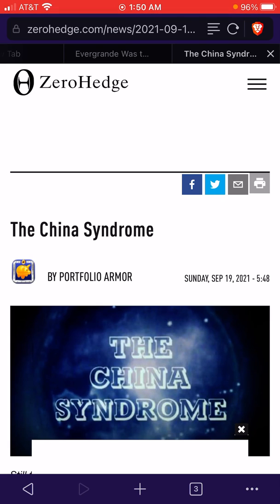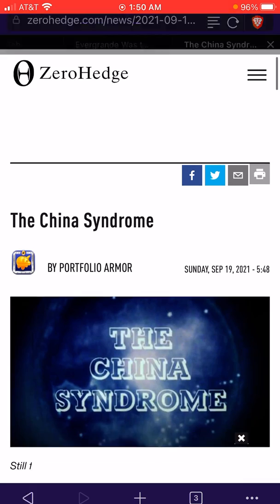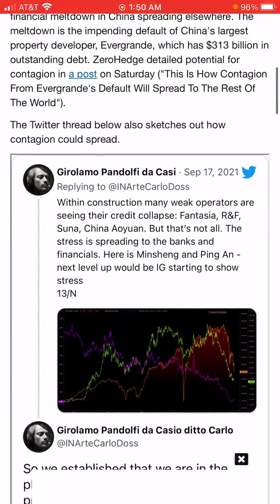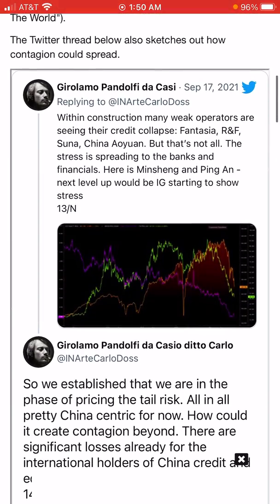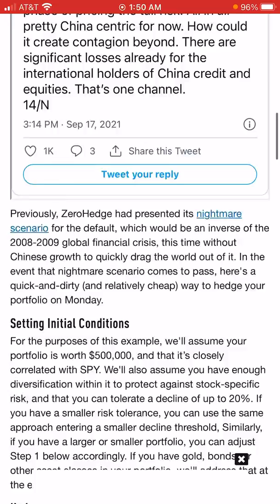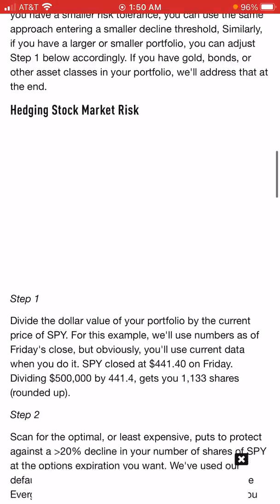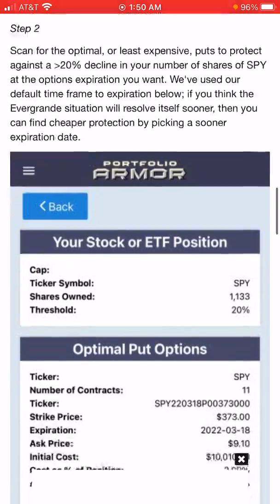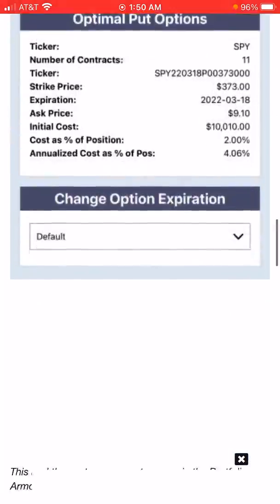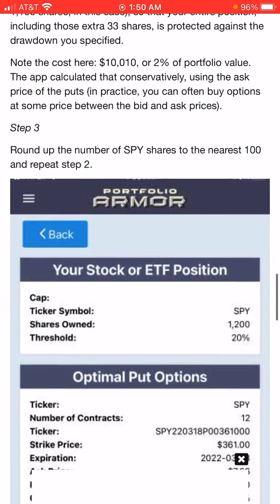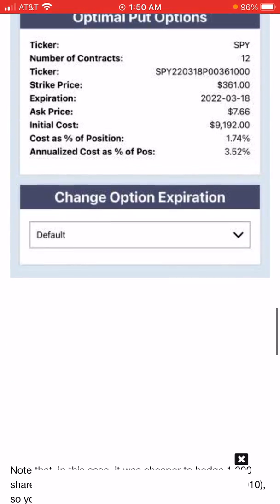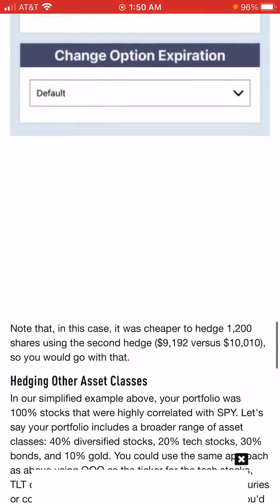In a post over the weekend titled The China Syndrome, we talked about the Evergrande situation in China, the potential of contagion affecting U.S. stocks, and then we looked at hedging stock market risk. And we used the example of a $500,000 portfolio. And one of the comments we got was, this is something that's only available to someone with a portfolio that size.